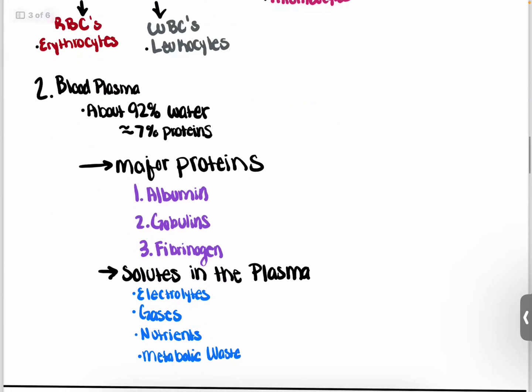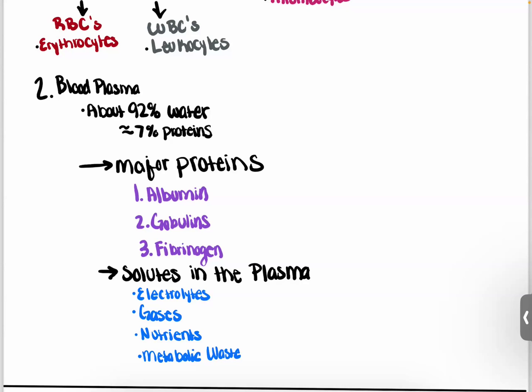Now on to blood plasma. In simple terms, this would be the liquid portion of the blood. It's about 92% water and 7% of it is protein. And that little bit of extra leftover percentage to make 100 is solutes within the plasma.